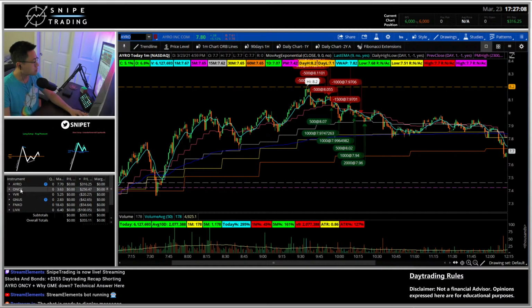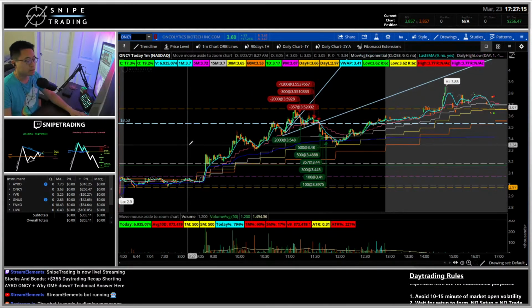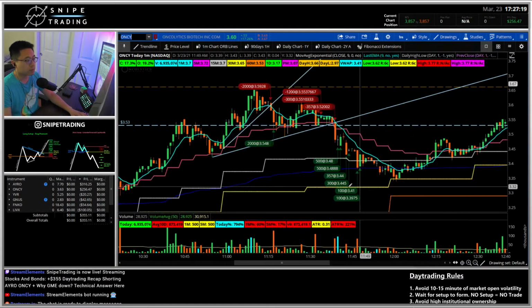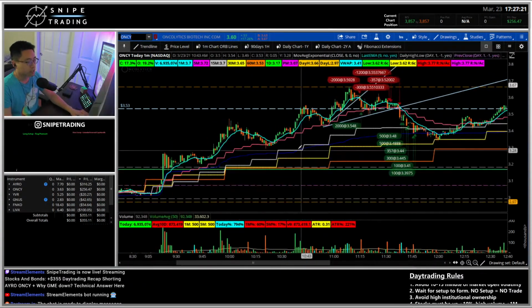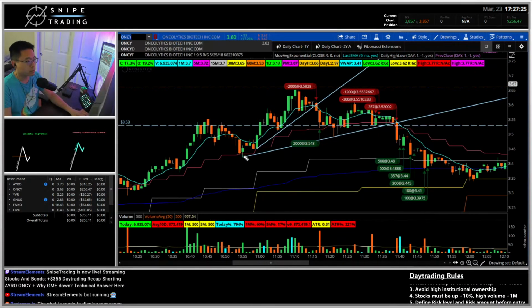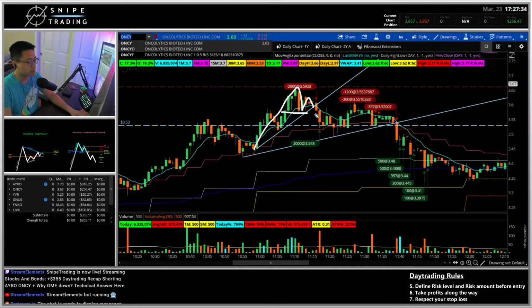Next trade is ONCY. So ONCY, also a flawless trade here as well. And what did I see? Extension on the 1-minute chart and waiting for that signal of the inverted cup and handle. And there's a trend line break as well. So you have two signals: inverted cup and handle break, as well as the trendline break.